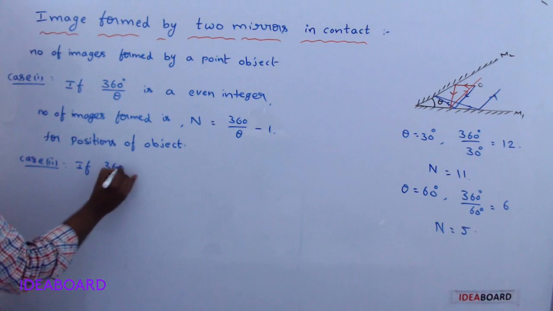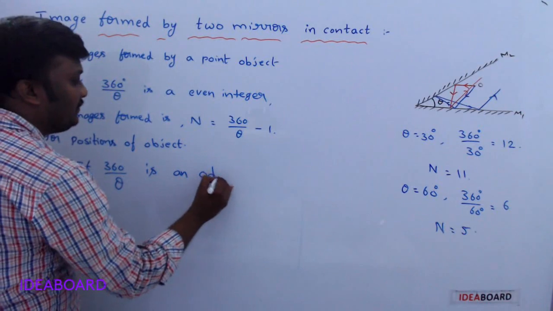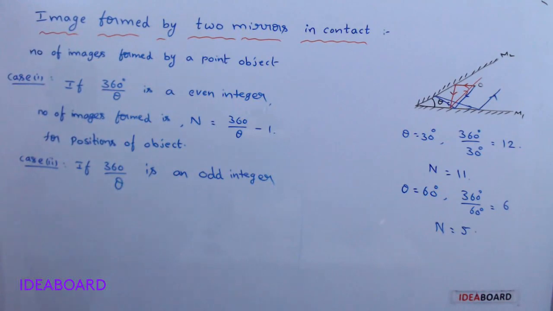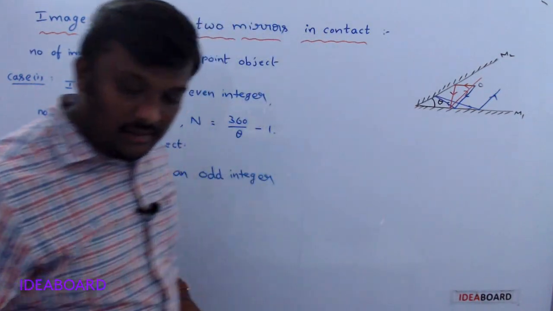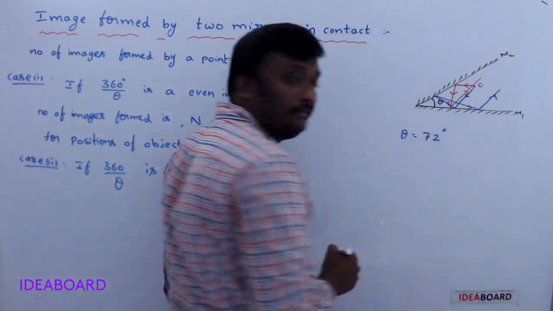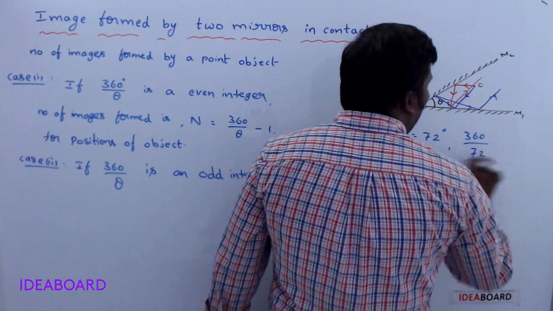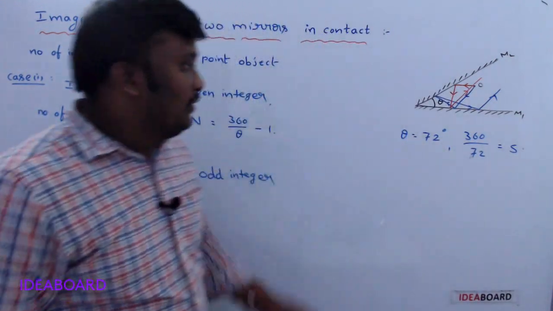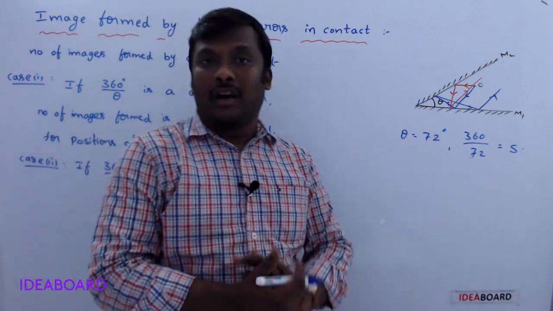If 360 by theta is an odd integer, for suppose take theta as 72 degrees, then 360 by 72 is 5. 5 is an odd number, yes. Then how many images are formed?